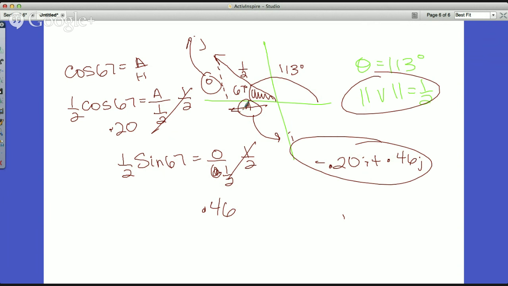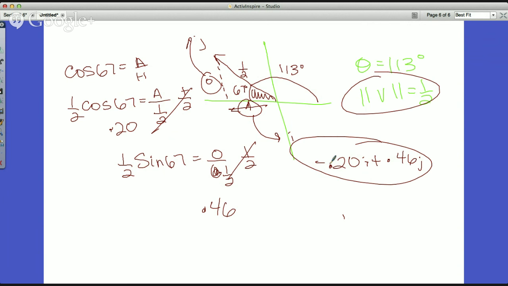Again, Miss Allen, the way she teaches it, I'll just throw this out there. I don't mean to confuse anybody, but instead of 67, she'll plug in 113 degrees. Well, when you do that, it automatically gives you what the sign is. So sometimes that's a little bit easier. Like if I did 1/2 cosine of 113 degrees, it would give you negative 0.20, and that would be what you would put in there.